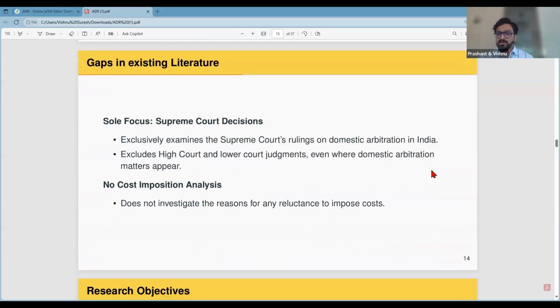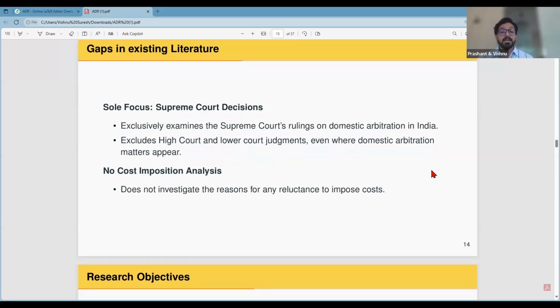So what we see here in the existing literature is that there is a concentration around Supreme Court decisions. There is examination of that, but it doesn't give a clear picture about how cost is imposed for domestic arbitration, because Supreme Court appointment orders are mainly for international commercial arbitration. Also, the studies have not gone into high court practices, which is a clear reflection of domestic arbitration matters. Secondly, and most importantly, the reason why there is a reluctance has not been recorded in any existing studies.